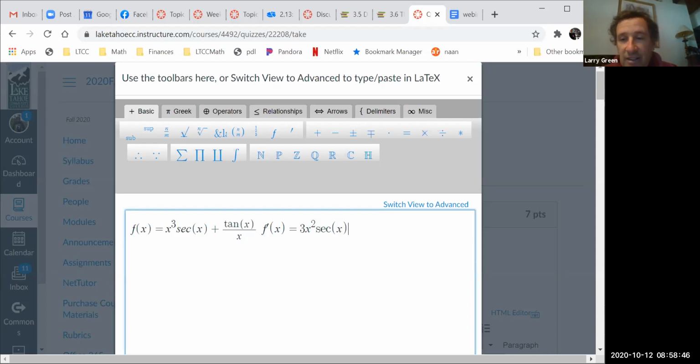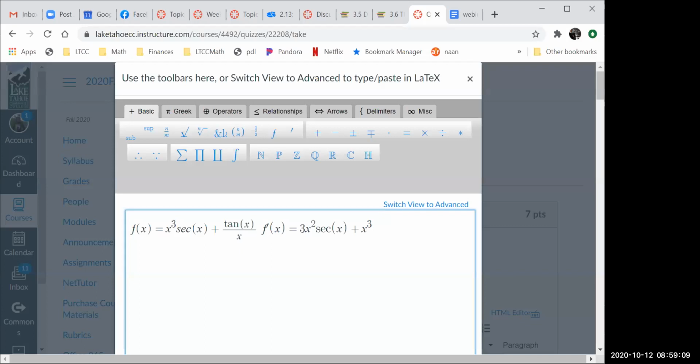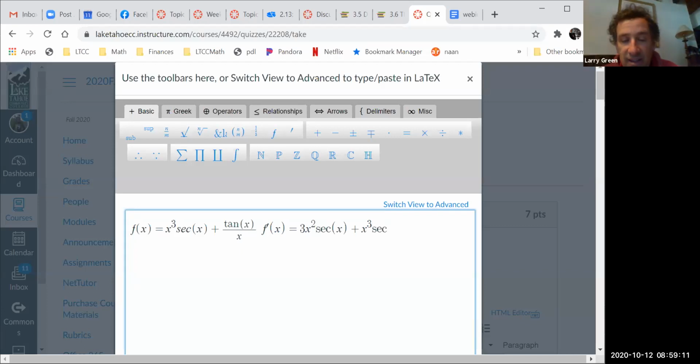Any questions so far? And then plus, and now we need to take x cubed. And who remembers the derivative of the secant of x? Secant x tan x. Yeah, so secant of x times the tangent of x. Any questions on the first piece of this function's derivative?